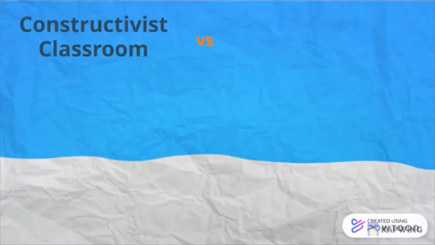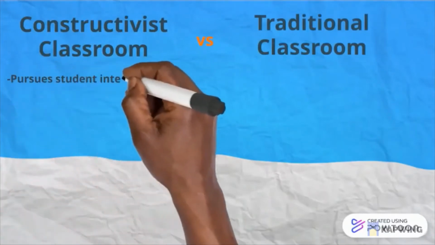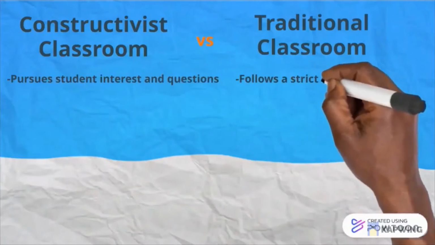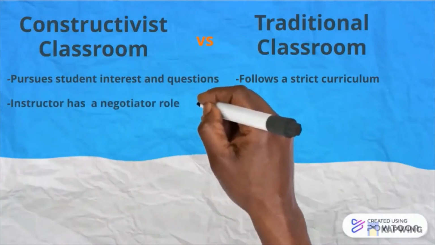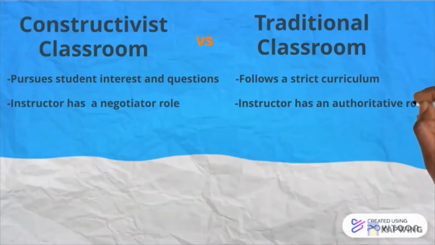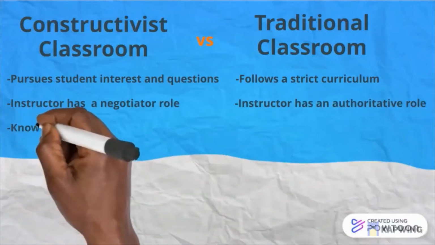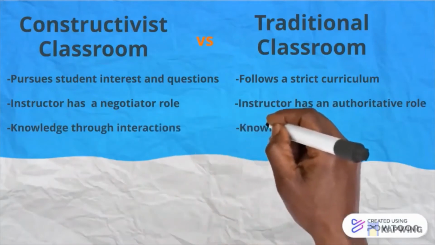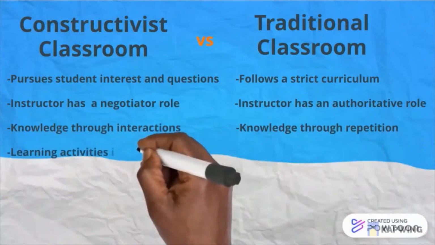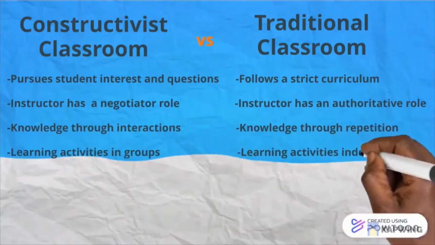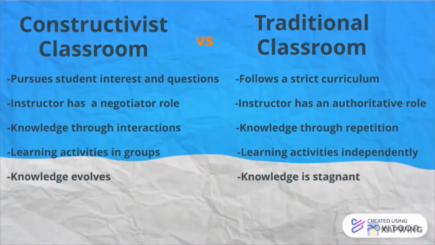Now let's compare and contrast the constructivist classroom and the traditional classroom. Now the constructivist classroom is one where you have knowledge evolving, while in the traditional classroom, knowledge is stagnant. Also, in the constructivist classroom, students are allowed to pursue their own interests and raise their own questions, while in the traditional classroom, it is more of a strict curriculum. Also, in the constructivist classroom, knowledge happens through interactions, while in the traditional classroom, knowledge happens through repetition. Please note that in the constructivist classroom, the instructor is more of a negotiator, while in the traditional classroom, the instructor is the one who takes charge.